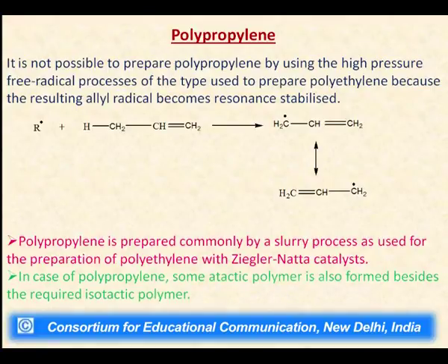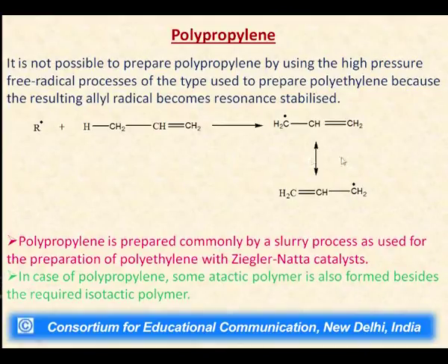Then the second addition polymer is polypropylene. It is not possible to prepare polypropylene by using the high pressure free radical processes of the type we have used in case of polyethylene, because the resulting allyl radical is a resonance stabilized initiator.